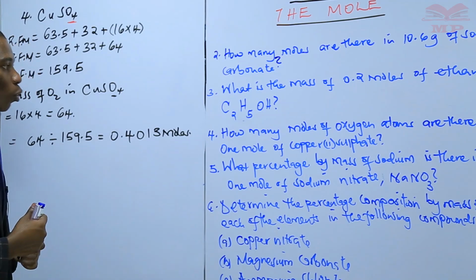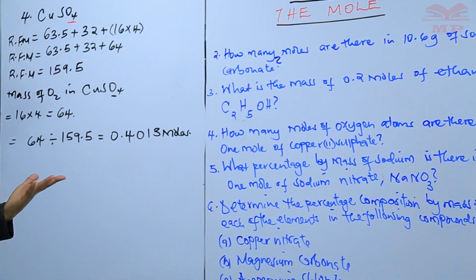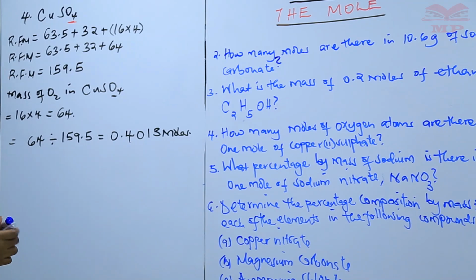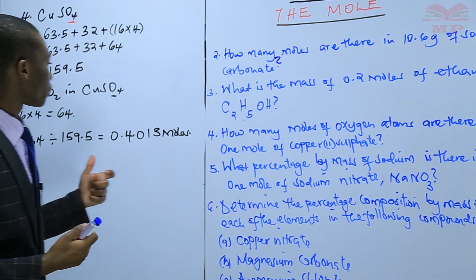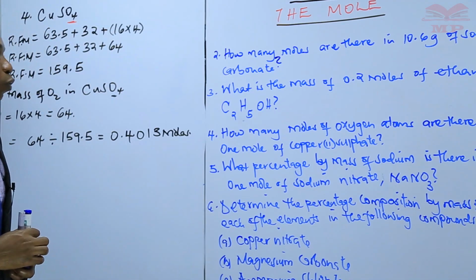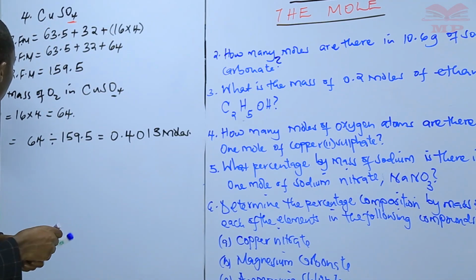And the last question is question number 5, which we are going to do, and then I believe number 6 is so simple for you. You will be able to determine the percentage composition by mass of each of the elements in the compounds. Question number 5 is, what percentage by mass of sodium is there in 1 mole of sodium nitrate?